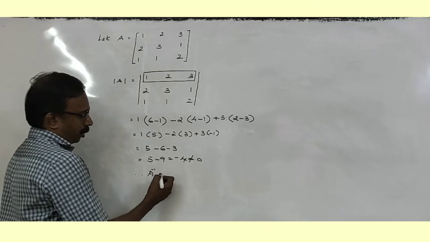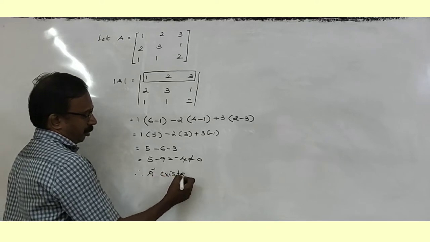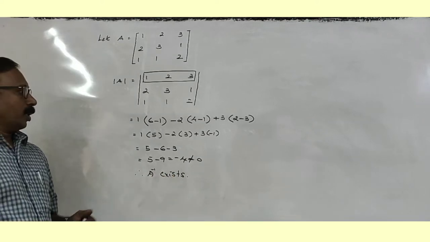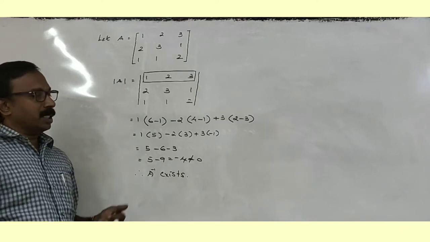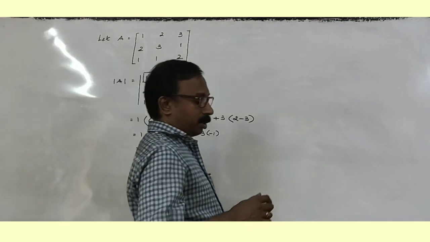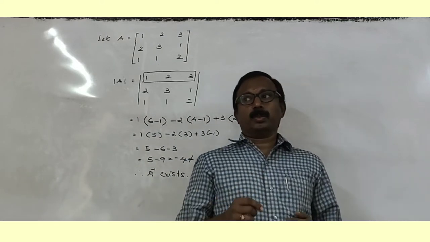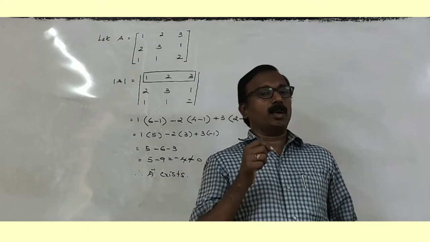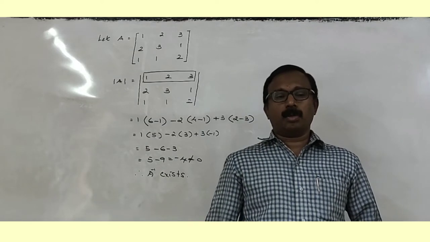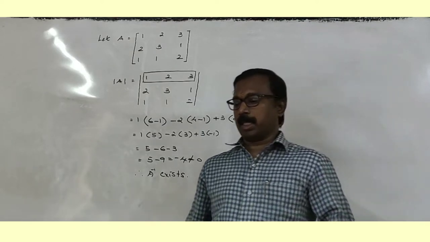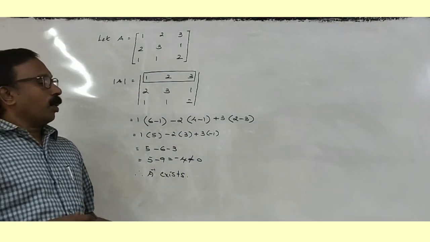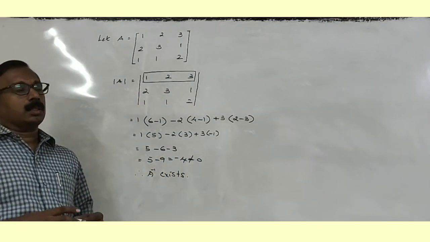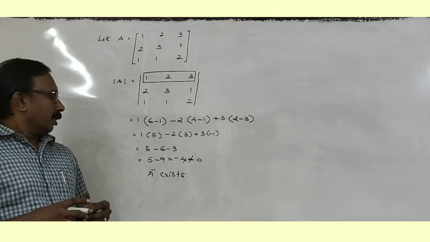Therefore, A inverse exists. In this matrix, we can find A inverse because determinant A is not equal to 0. If determinant A is not equal to 0, then the matrix is known as a non-singular matrix. If a matrix is non-singular, then we can find its inverse. Now, how can I find the inverse in a shortcut way?